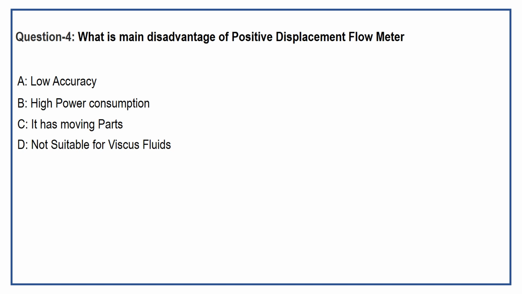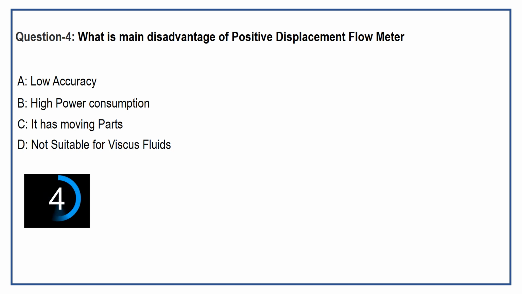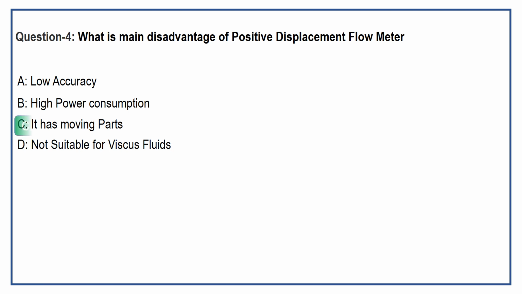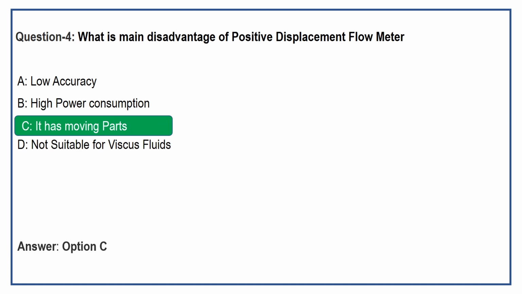Next question is, what is the main disadvantage of positive displacement flow meter? Let's see the options. Option A, low accuracy. Option B, high power consumption. Option C, it has moving parts. Or option D, it is not suitable for viscous fluids. And the correct answer of this question is option C, it has moving parts.